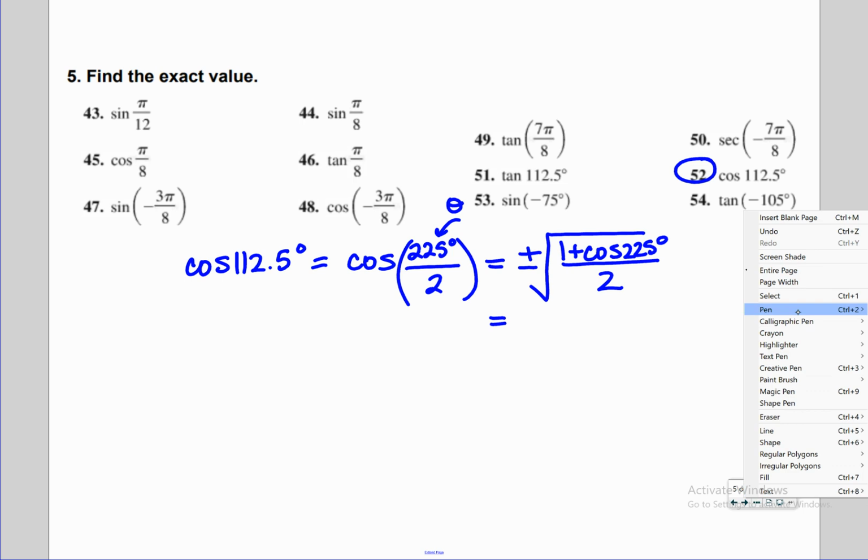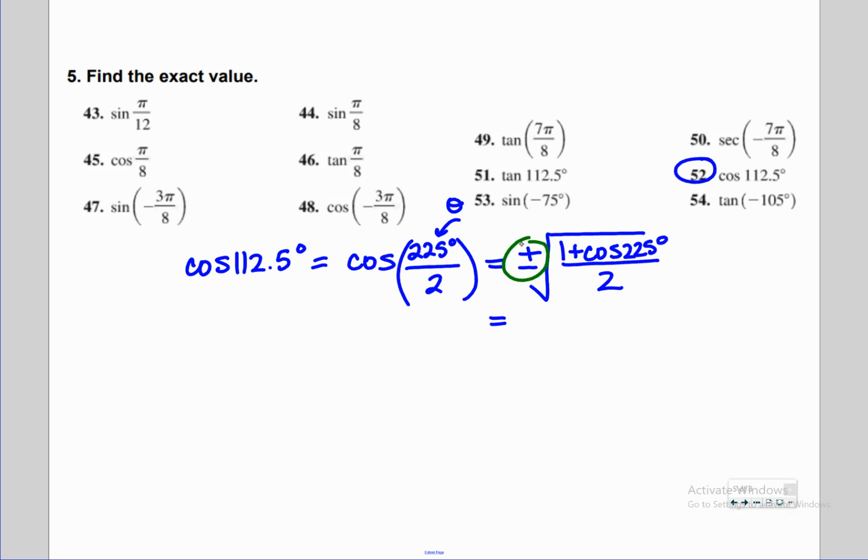Simplifying, let's start with the plus or minus. The plus or minus is determined based on the original function. Okay, so 112.5 is in what quadrant? It's in quadrant 2. If you are a cosine in quadrant 2, what are you? You are negative. Okay, so you can decide that at the beginning or you can decide that at the very end, either one. All right, what is the cosine of 225 off of your unit circle? It is negative, rad 2 over 2. All right, that's our answer. We just have to make it pretty.